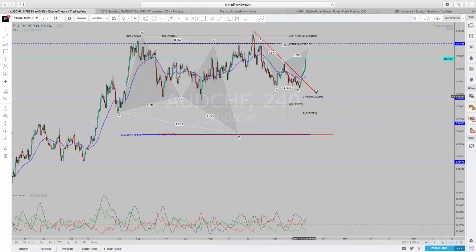So that could actually take place, and then we can short it, and it'll probably come down next week, or a week and a half, two weeks down to the D point. Probably next week because it's a 4-hour chart. So again, this is how I see the pair.